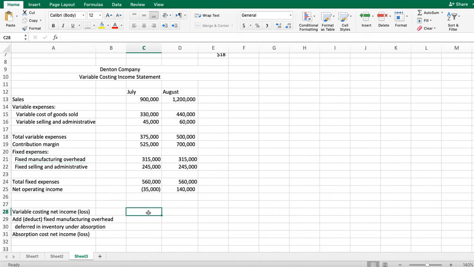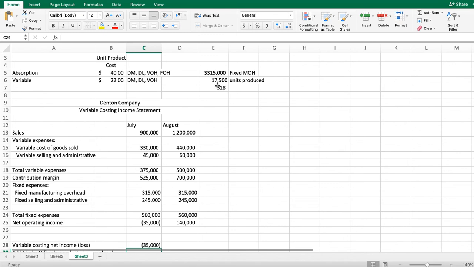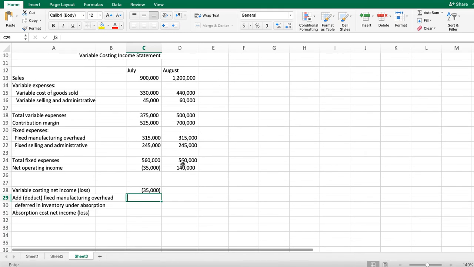So this is simply my variable costing right there. And then what I want to do is go, okay, how many units stayed in inventory? And so I can look on my problem and I see in July that I produced 17,500 and I sold 15,000. So 2,500 units are sitting in inventory. Now I know that my fixed overhead per unit is $18. So if I take that 2,500 times 18, that gives me 37,500.